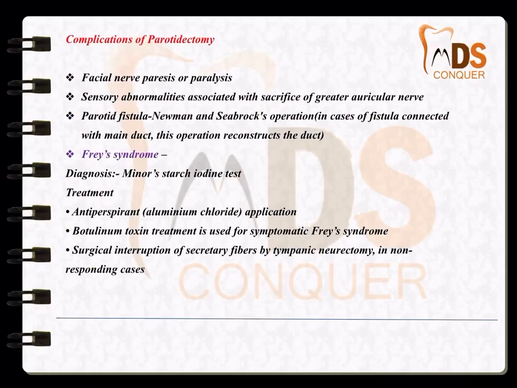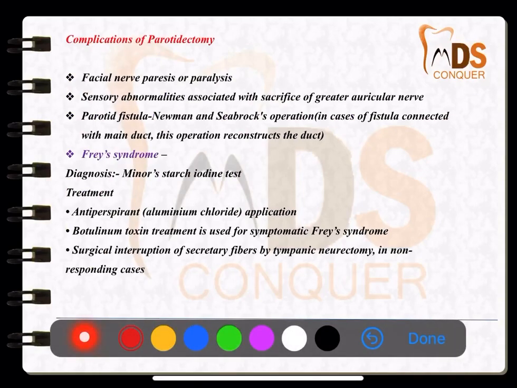Okay. So, coming to the various complications of parotidectomy. As you can see here, it could be facial nerve paralysis and also sensory abnormalities associated with the sacrifice of the greater auricular nerve, and parotid fistula. Okay. So, the Newman and Seabrook operation can be done in order to reconstruct the duct, which we will be discussing in the next slide.